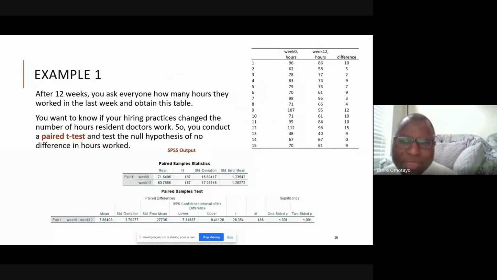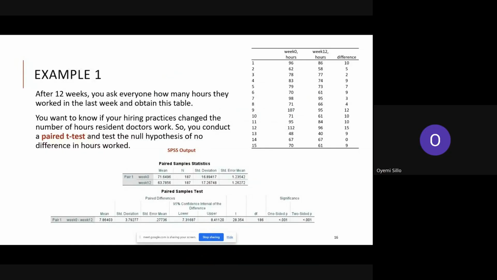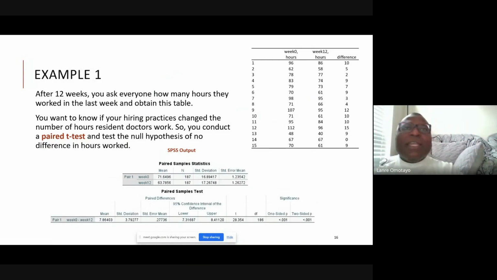Do you think people are even working more? Reduced? So did it reduce? It will be reduced by week 12. So a one-sided hypothesis might be that the number of hours residents are working is reduced after the hiring process.